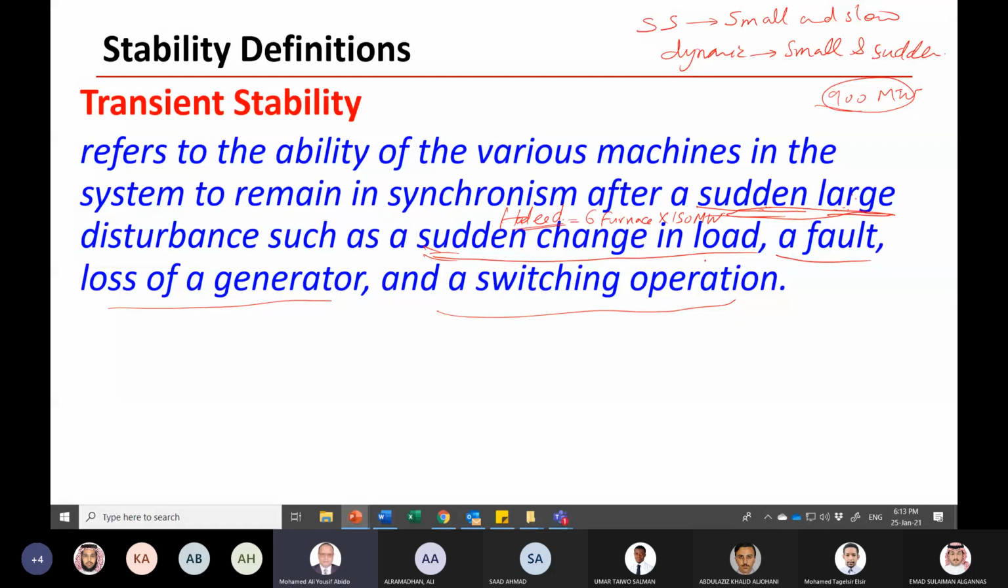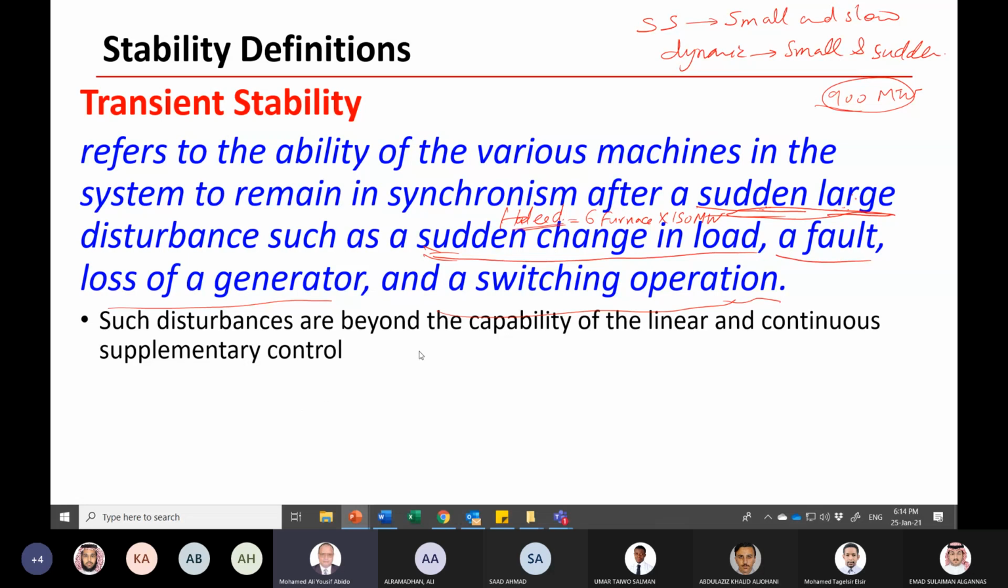So sudden changes in load, big loads, faults, three-phase fault or single phase or any type of fault, are also big and sudden disturbances. Loss of a generator, of course, will create an imbalance between the load and generation, and you have switching operations. If one line is out, in this case also this will disturb your system. So these are the disturbances. Under these disturbances, you are talking about transient stability.